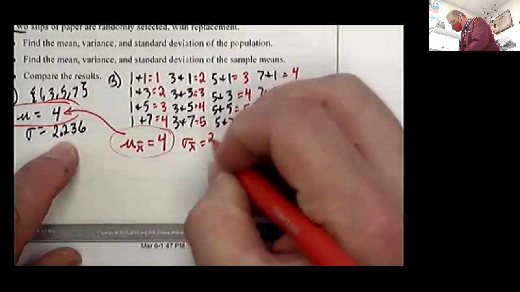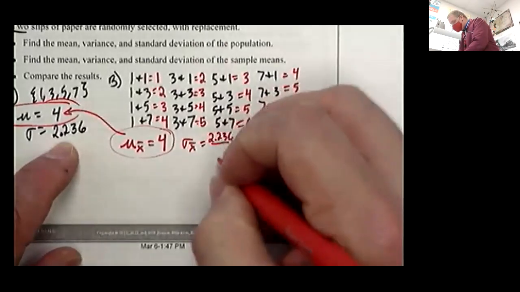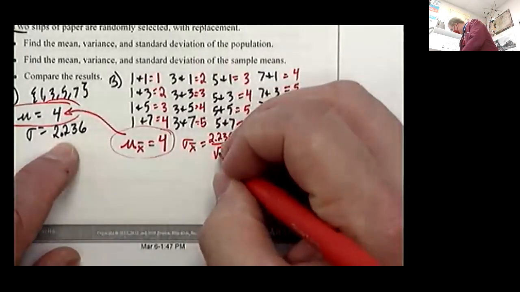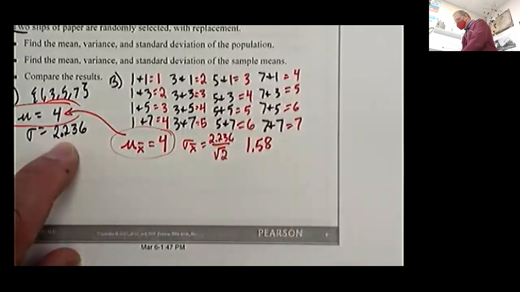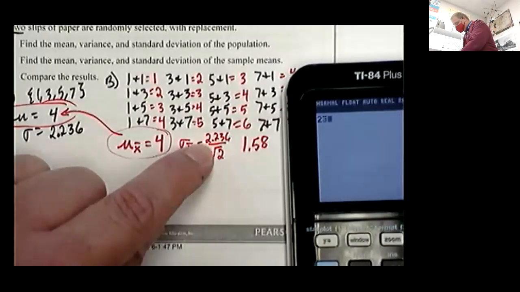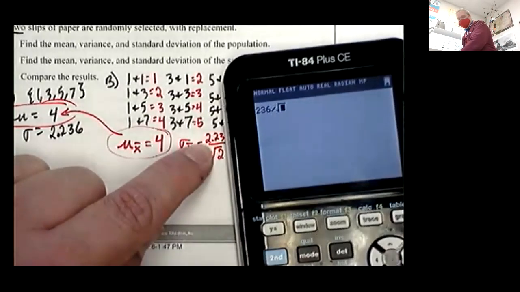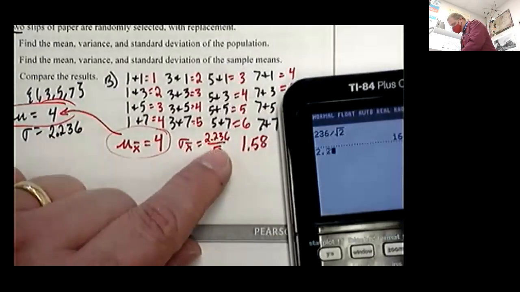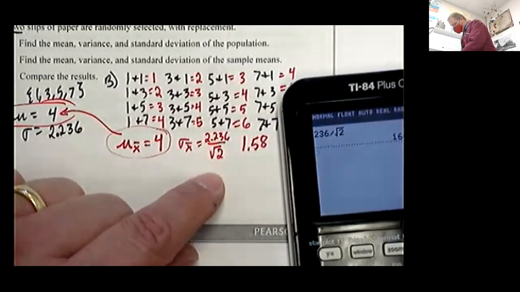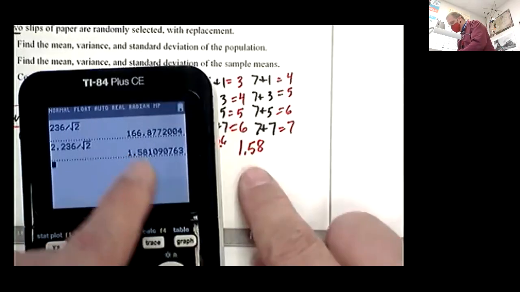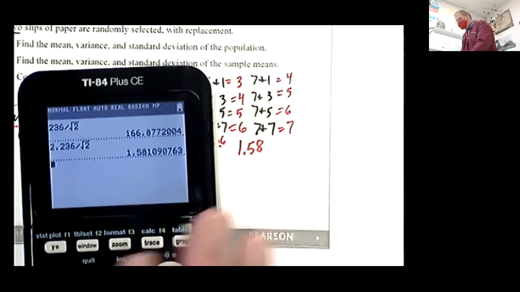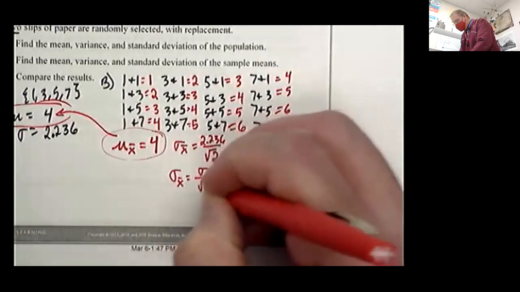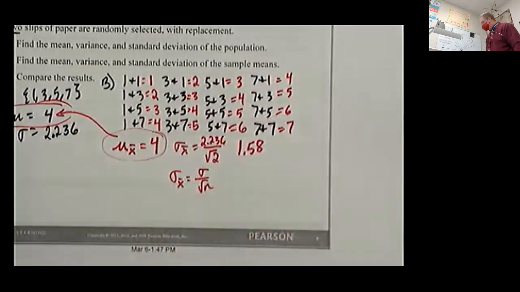We're going to take our 2.236 and divide it by the square root of n. And here n is 2. That was how many we picked at a time. So if we do 2.236 divided by the square root of 2, what do we get? Looky there. We get the exact same thing. So that verifies our formula that the standard deviation of the sample means is sigma over square root of n. N is how many we are picking.